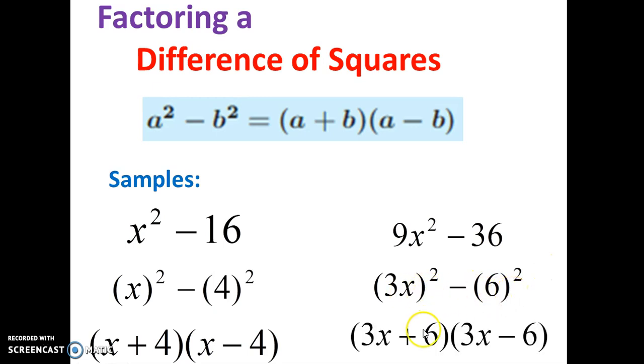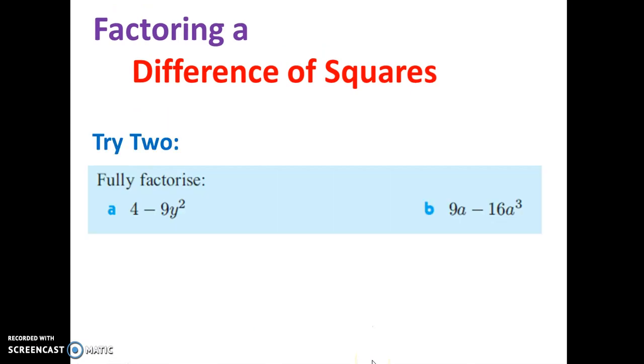That means that factors into (3x plus 6)(3x minus 6). This is now factored form because we have something times something. Those are factors. So that expression factors into this one. Now that you've seen those examples, try these two. Do you recognize the difference of squares, and can you factor them?